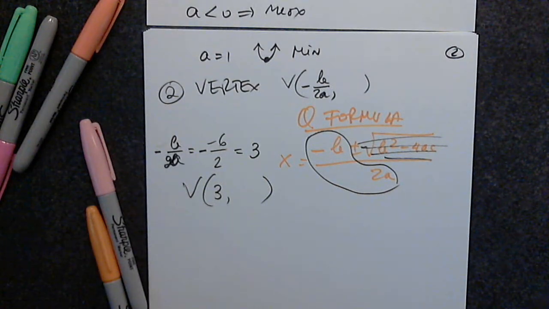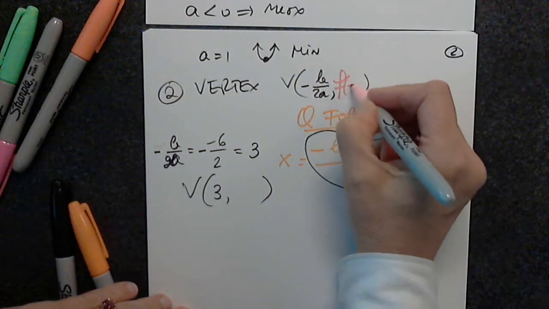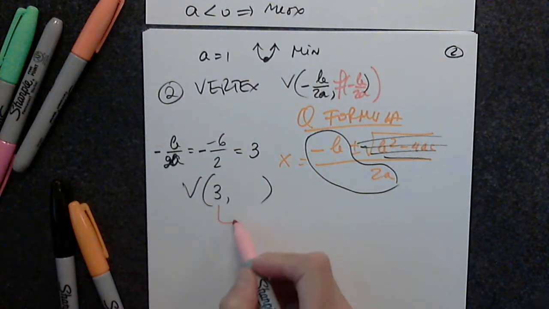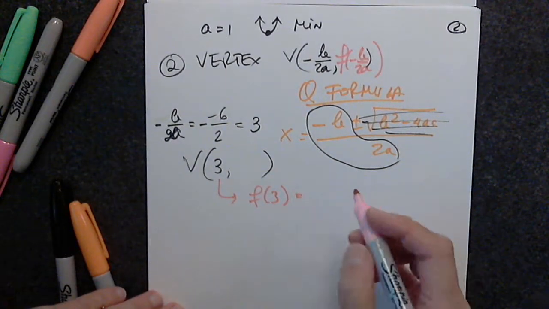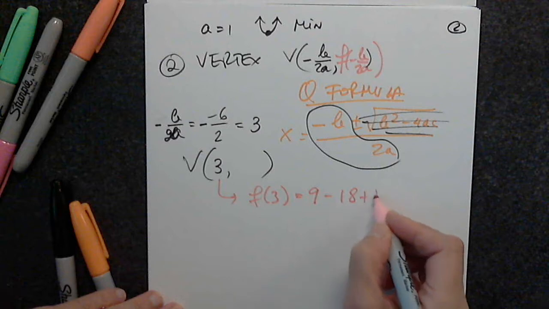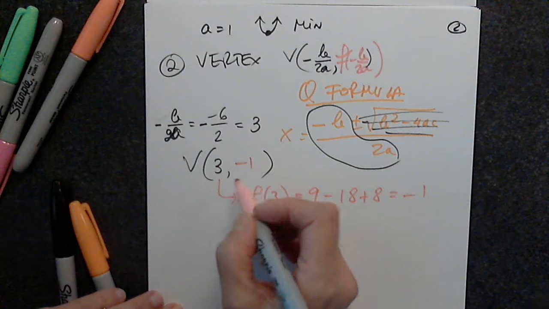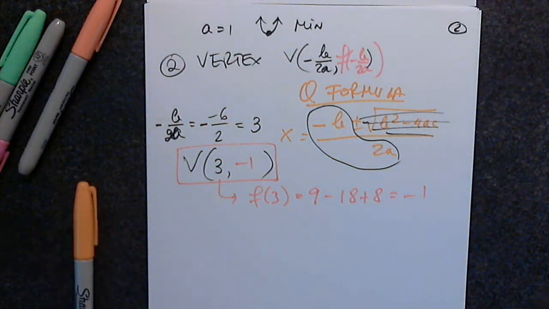Now I'm asking you, how do I find the y coordinate? Plug in 3, of course. So this is here f of negative b over 2a. So I have to plug in 3, and I have to find f of 3. Very good. So this is 9 minus 18 plus 8, which is negative 1. So the coordinates of the vertex are 3, negative 1. Any questions so far? Any questions?